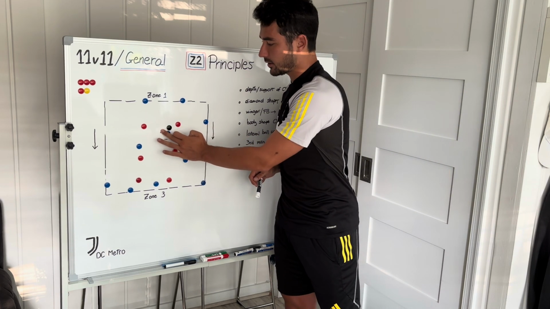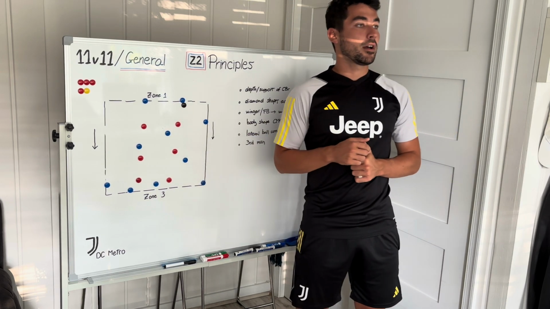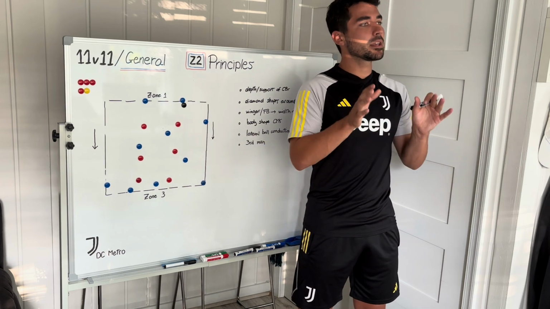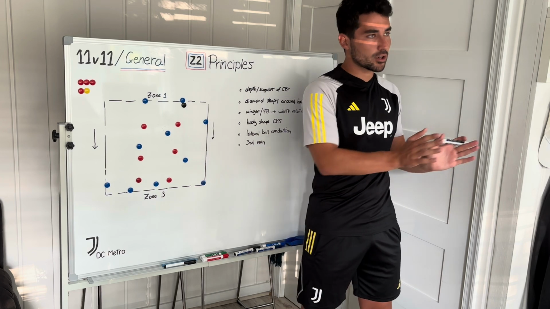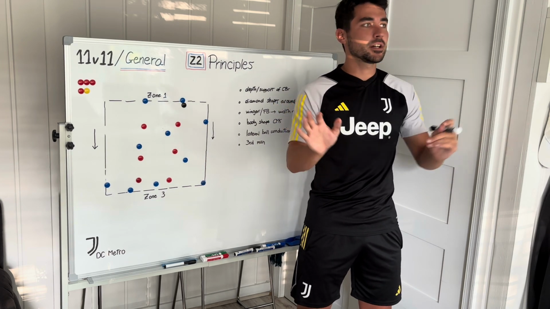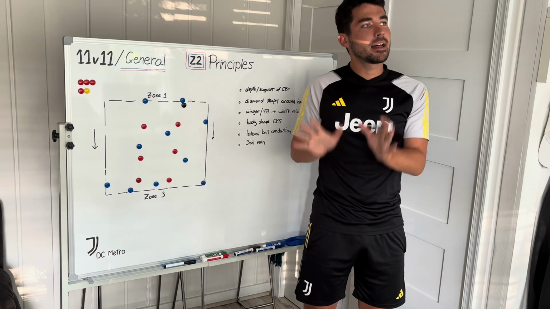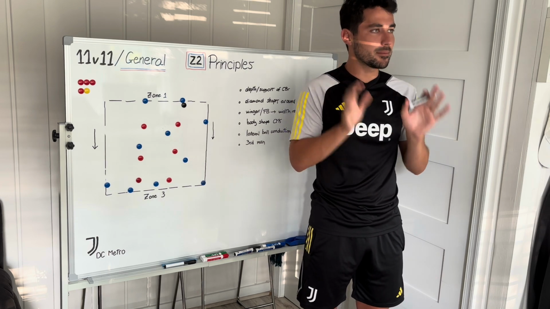This principle can also apply to our number 10. It can apply to our fullbacks, our center backs. The way we position our hips is very important. So we always want to make sure our hips are open, facing the field. Otherwise, the players are going to close themselves to certain angles and are only going to be able to play those passes, and they're going to limit themselves.